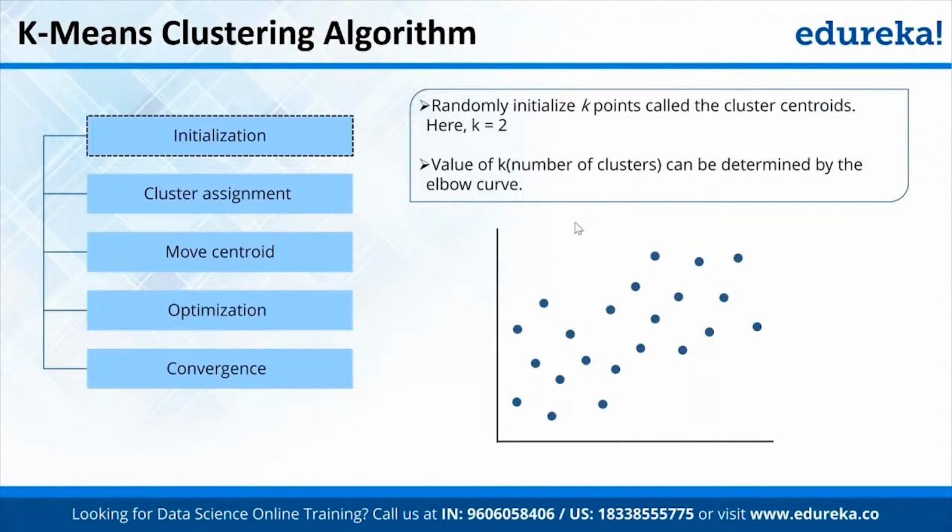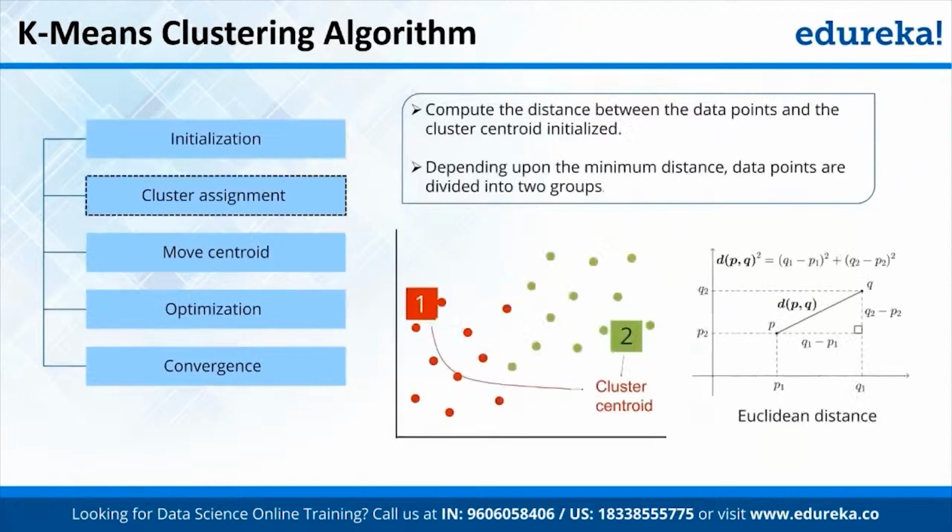So this algorithm says that, first of all, you can take 2 random centroids because you are interested in creating 2 clusters. So here you are taking 2 random centroids, right? You are saying that, okay, this is the centroid for this cluster, this is the centroid for this cluster. And after that, you will be calculating the distance of each point from the centroid.